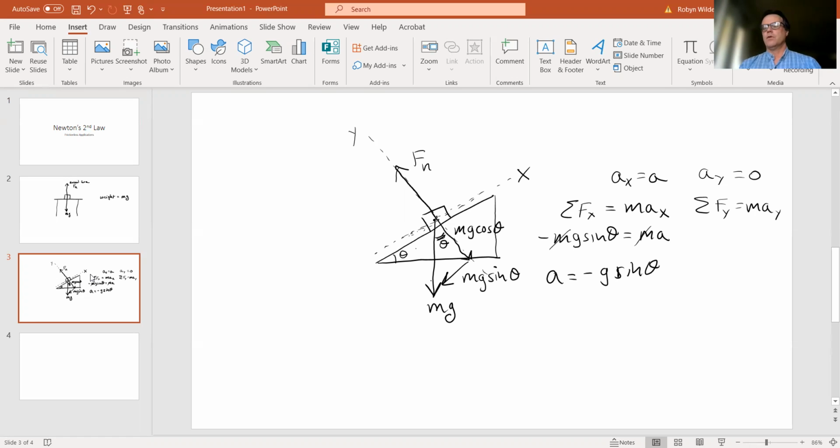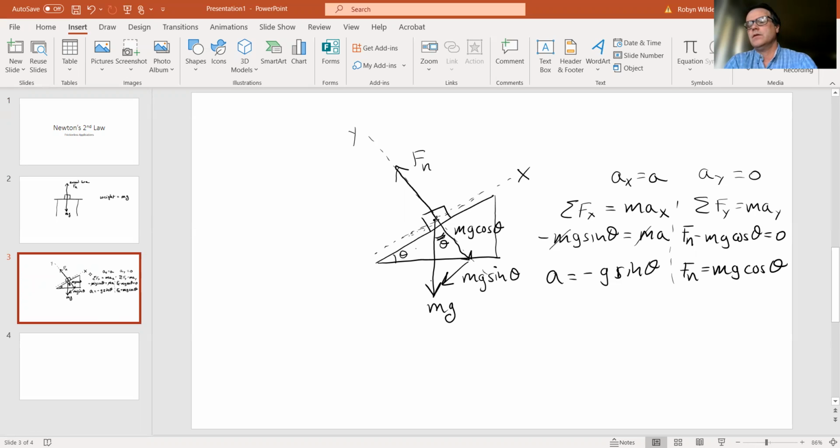We can also add up the forces in the Y direction. Now, there are only two forces here, our normal force going in the positive Y, and then our mg cosine theta going in the negative Y. But those will add up to 0, as we talked about, because we chose our Y-axis so that the acceleration in that direction is 0. So what we can do with this is solve for the normal force. It's equal to mg cosine theta.